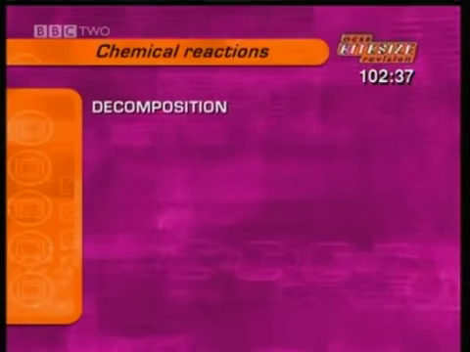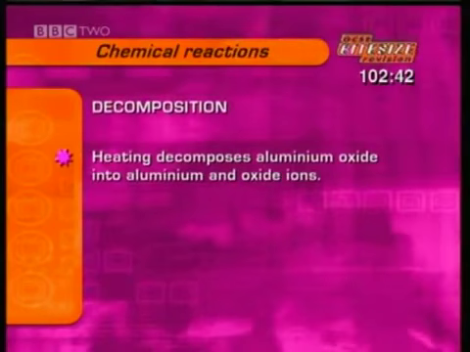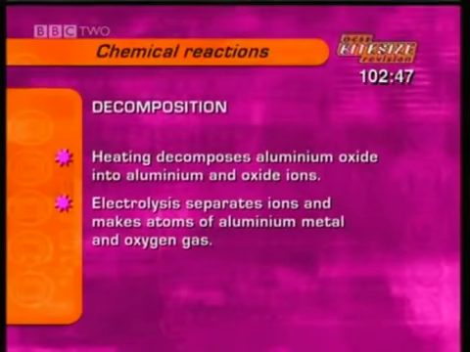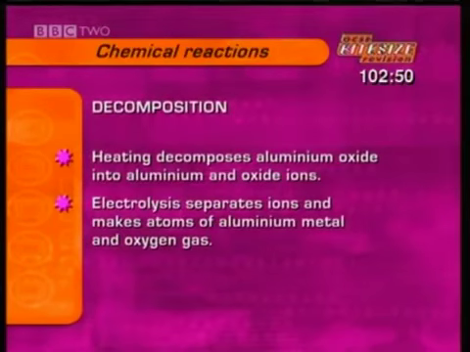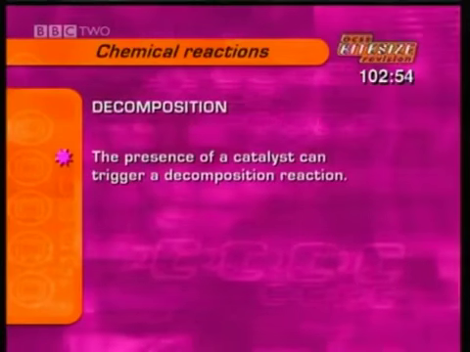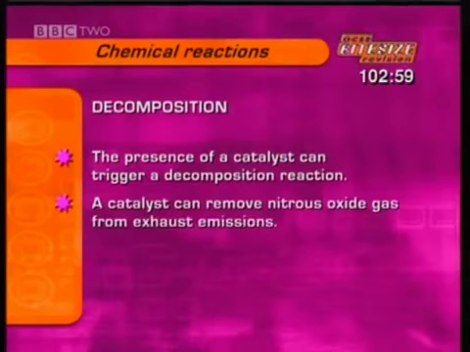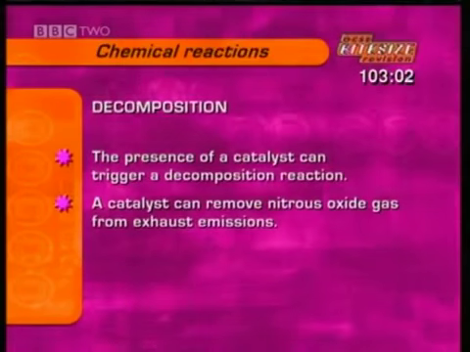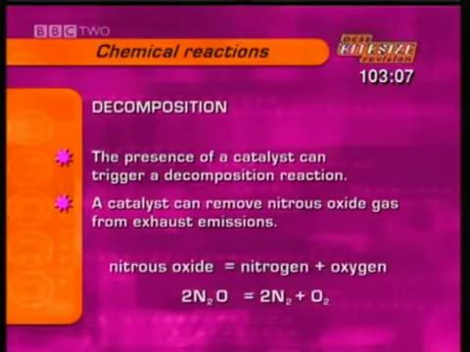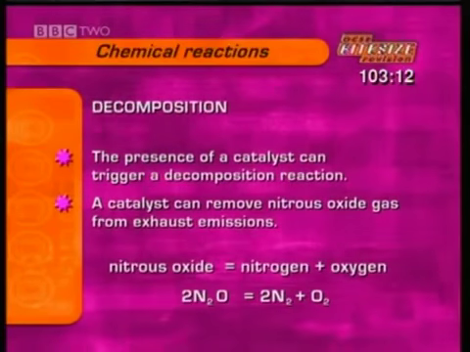So the heating process first decomposes aluminium oxide into aluminium and oxide ions. Then the electrolysis separates the ions and turns them into atoms of aluminium metal and oxygen gas. The presence of a catalyst can trigger a decomposition reaction. Decomposition using a catalyst can remove nitrous oxide gas from car exhaust emissions. In the presence of a catalyst, nitrous oxide decomposes into safe nitrogen and oxygen gases.